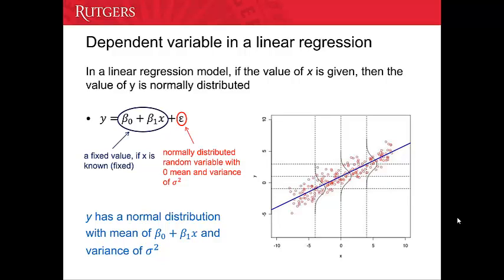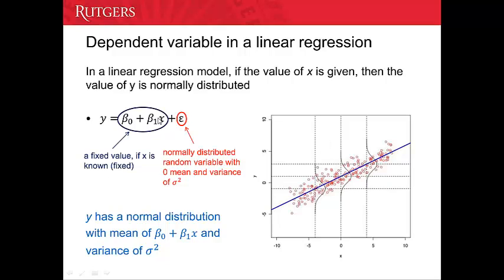So if we fix the value x at 0, the value of y will be centered. Let's see this picture. It will be centered around the cross value. The cross value will be on the regression line, the straight line, where x equals 0 will be here. You may see the value of y is spread, normally distributed around the cross value. So you can see there is a normal curve, which corresponds to the error term.